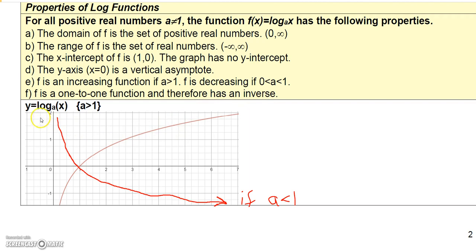And so, like I said before, these functions are actually going to be the inverse of their corresponding exponential functions. So for example, if you had an exponential function base 2, like y equals 2 to the x, its inverse would be the log function base 2. So these two functions would actually be inverse functions of one another.